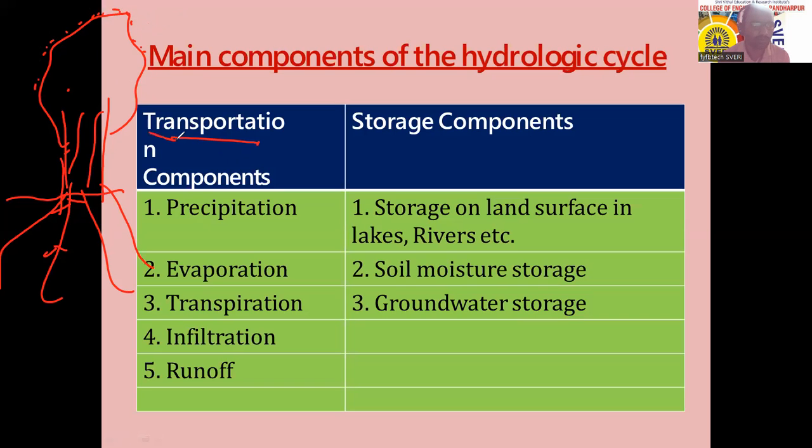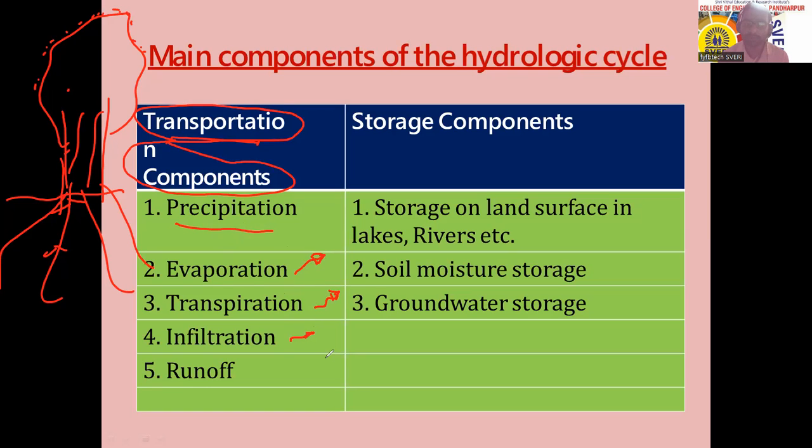So in this, look, these are the transportation components, meaning how the water is transported from one point to another. Through precipitation, that is, rain, that is one point. Then water is transported through evaporation. Through transpiration, it means loss of water through the plant body.